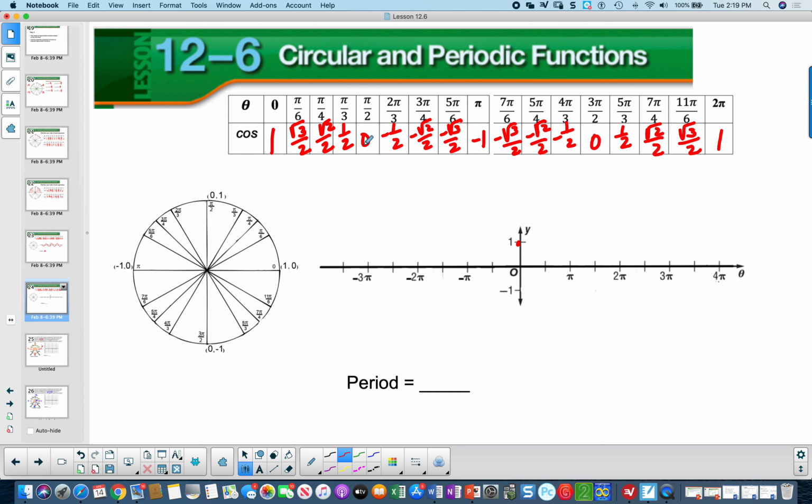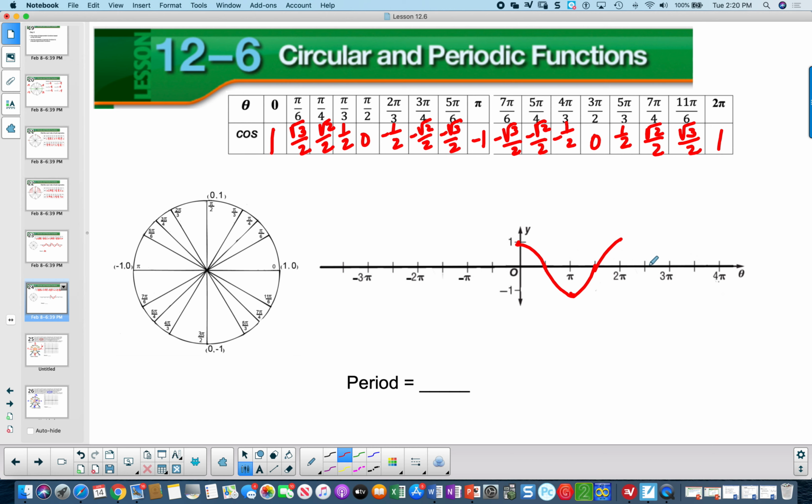And then over here at pi halves, pi halves is right here, I'm going to go to 0. So like this. And then at pi, it's going to be -1. And you can see all these values are getting more and more negative. And then over here at 3 pi halves, it's going to go to 0. So these negative values get closer and closer to 0. And then at 2 pi, it's going to be here at 1, like this. And so this is what 1 period looks like.